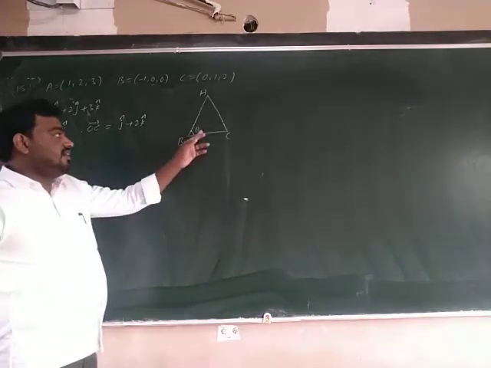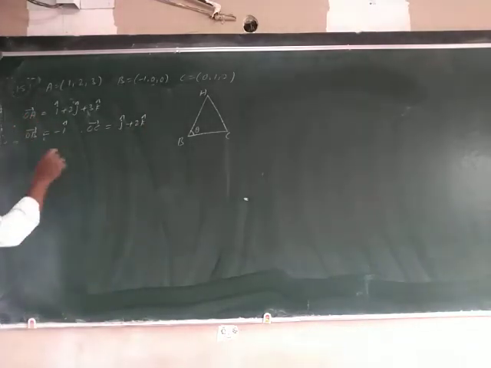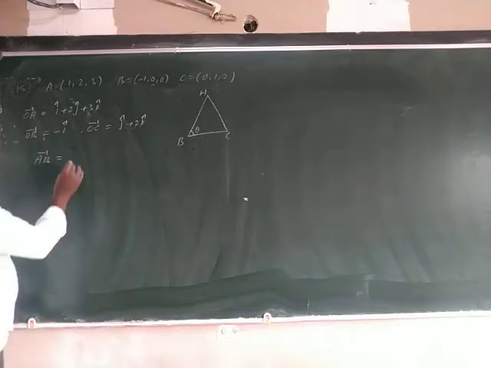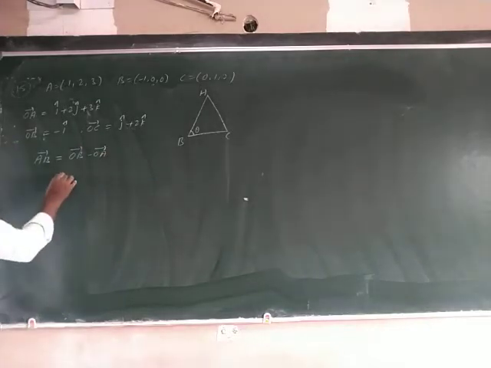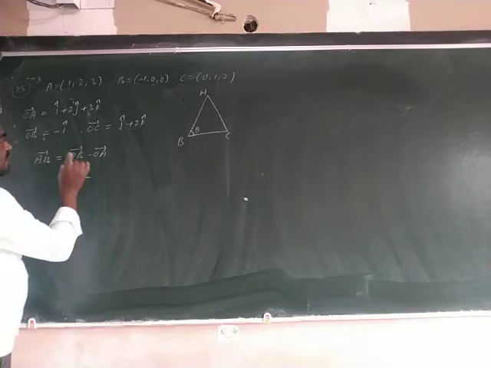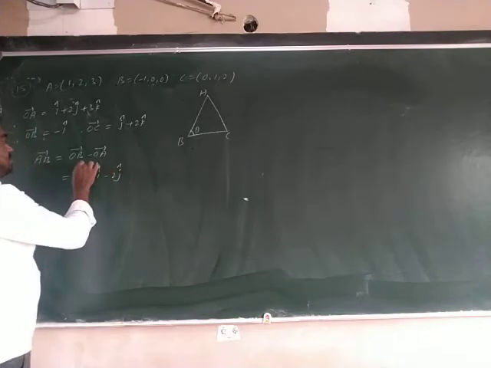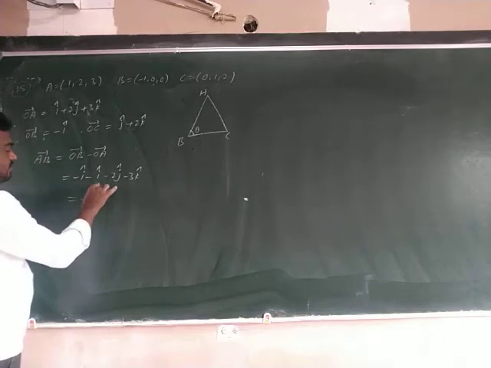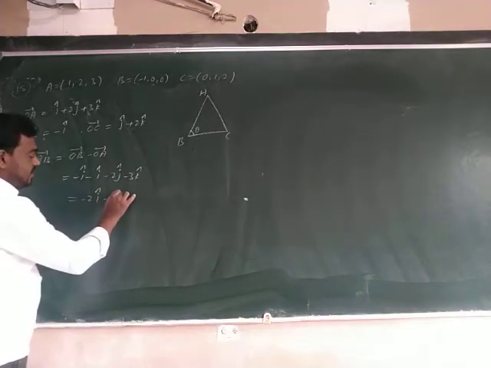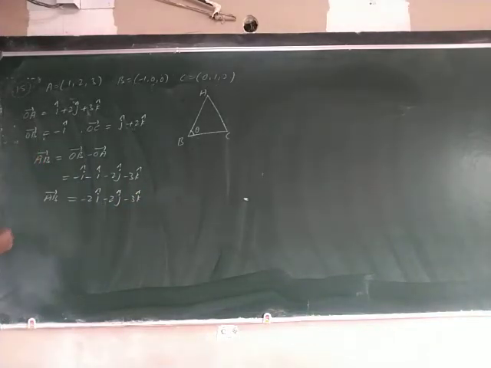What is the angle theta here? What we are finding here is angle B, angle ABC. First you find the side AB. That means first of all you find the vector AB. Vector AB is equal to OB minus OA. So OB is minus i cap, minus OA is minus i cap minus 2j cap minus 3k cap. So this is equal to minus 2i cap minus 2j cap minus 3k cap, which is vector AB.